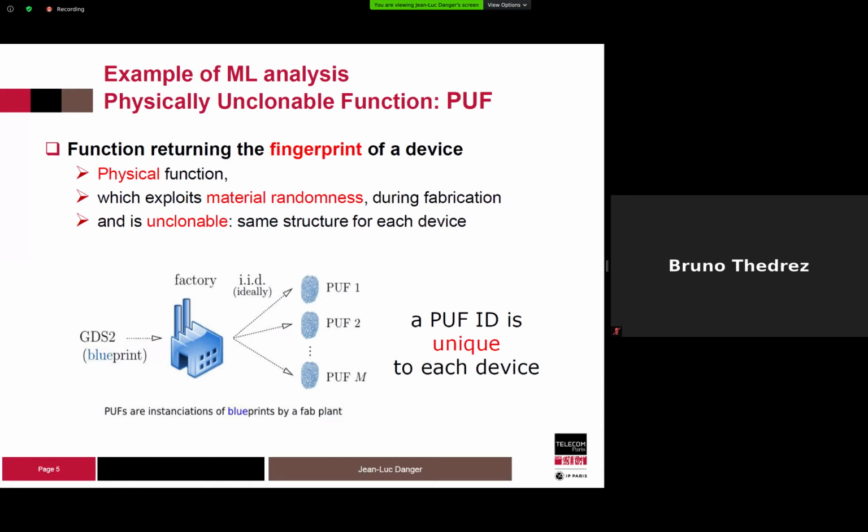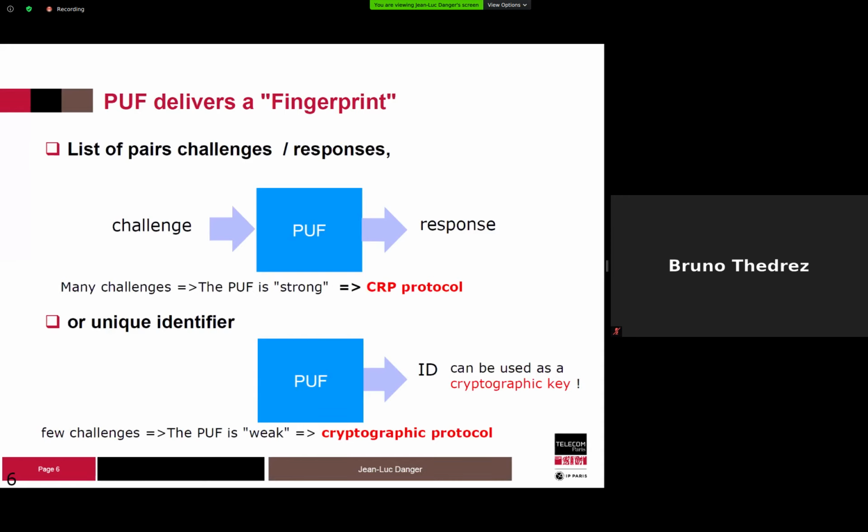So the uniqueness is a very important property of the PUF. And we can take advantage of the PUF for security reasons, and especially for secure, non-cryptographic authentication. This is what is called the challenge response pair protocol, because the PUF can be sensitive to challenges, and the response is specific to the challenge. So the identifier, the fingerprint, if you prefer, is in this case the list of challenge responses.